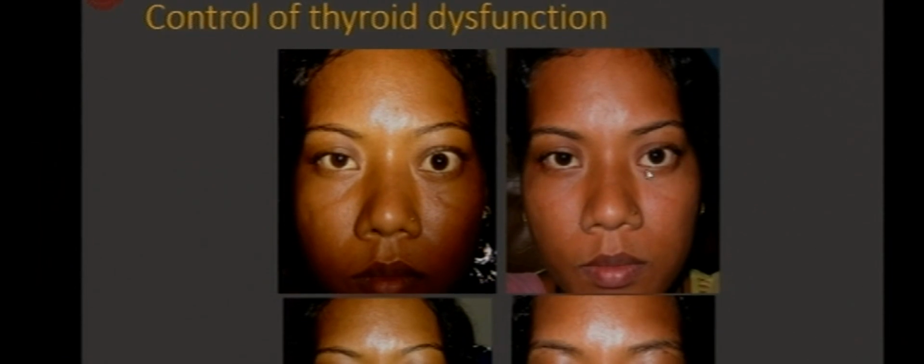It actually sometimes tends to improve the retraction if you control the thyroid status. So doing a surgery at this stage will not be an appropriate idea. Let the thyroid come under control, and then whatever residual retraction is there, we can always take care of it at a later sitting by surgical or non-surgical means.